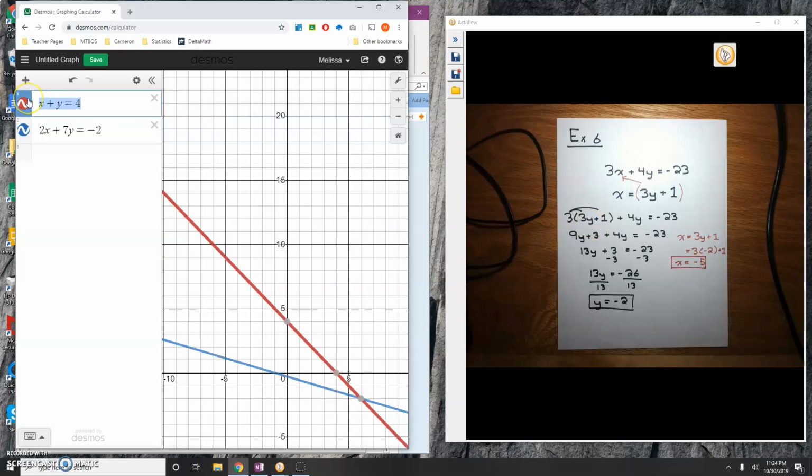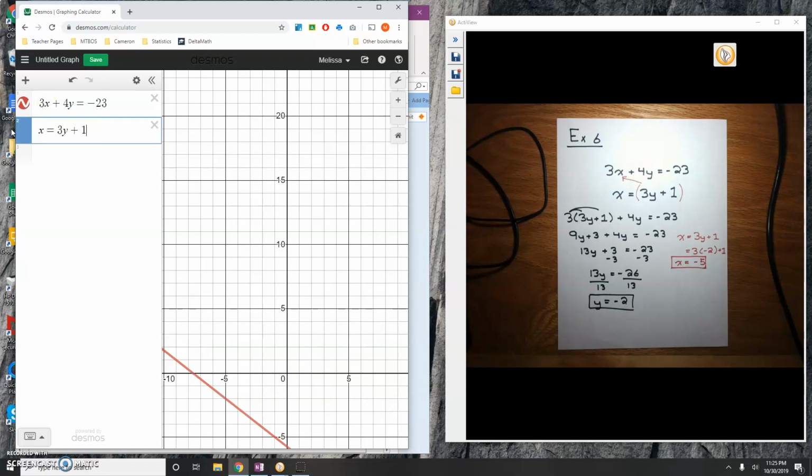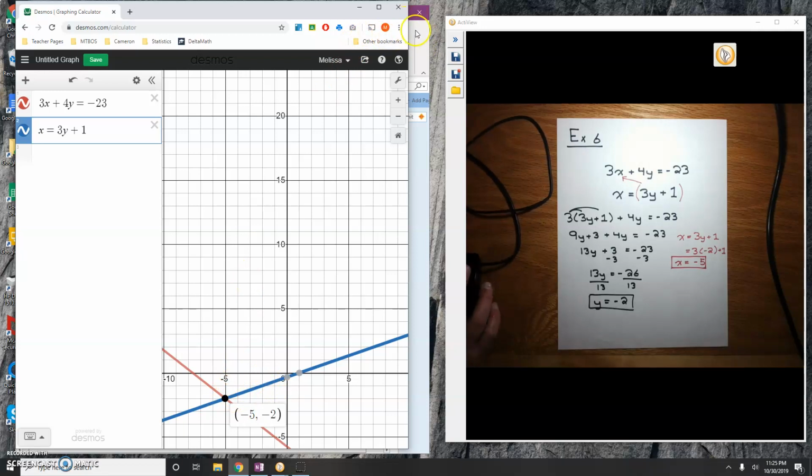And as we've done so far, we've got 3x plus 4y equals -23, and finally, x equals 3y plus 1. Final answer, -5, -2. So here's what you guys are going to be doing for practice.